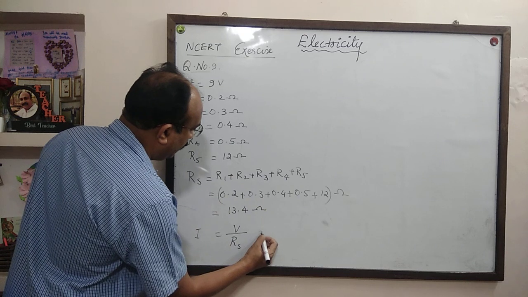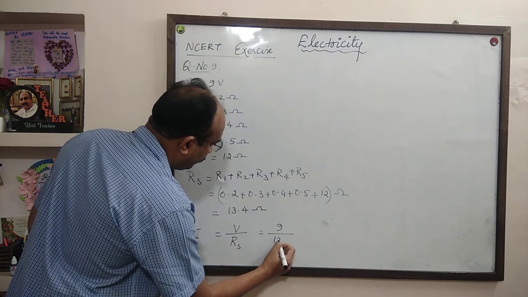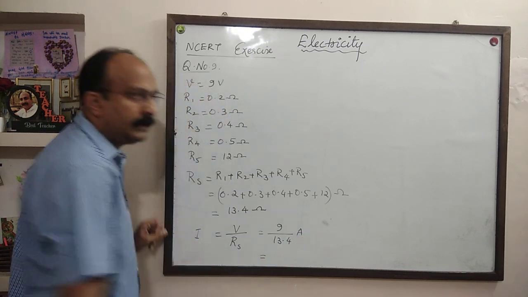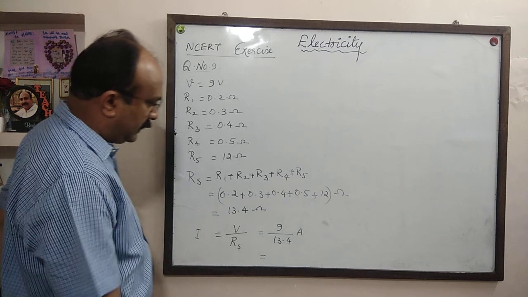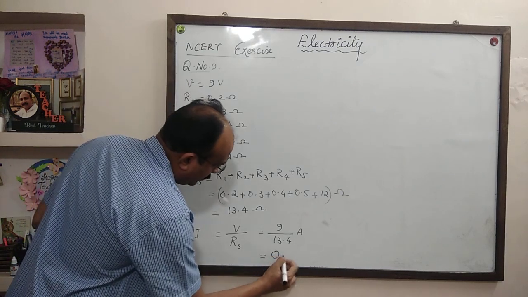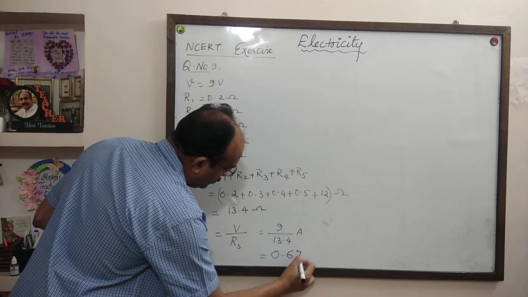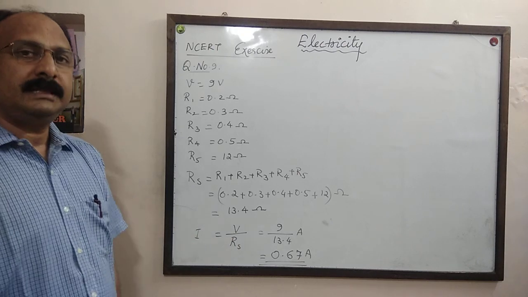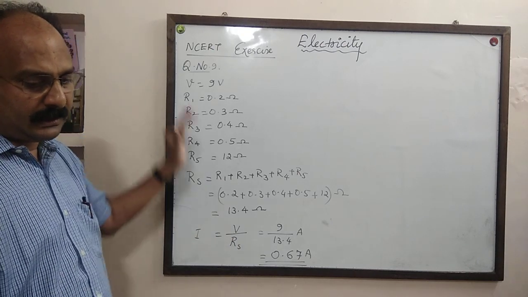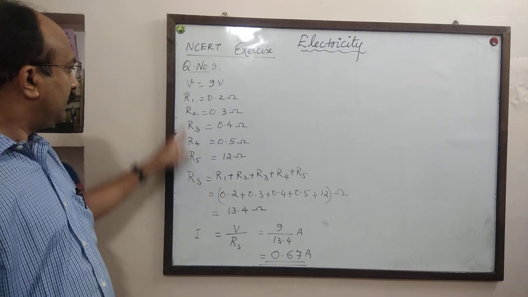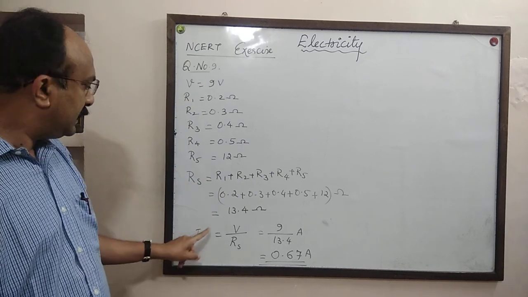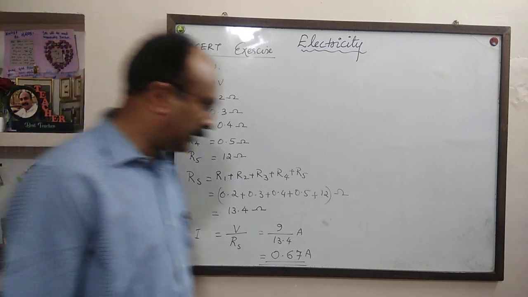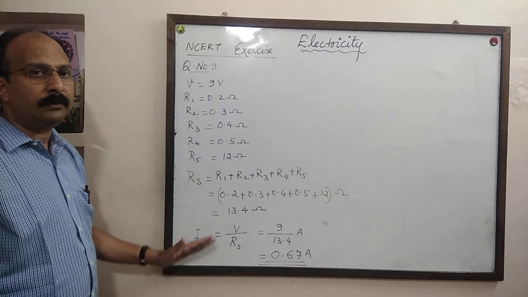Substitute the value 9 upon 13.4 and the unit is ampere. 9 upon 13.4 is 0.67 ampere. 0.67 ampere is the answer. I hope you got it. When many R's are connected, you have to find RS. Then formula I is equal to V upon RS. Clear? Okay. See once again, I am going to rub it.